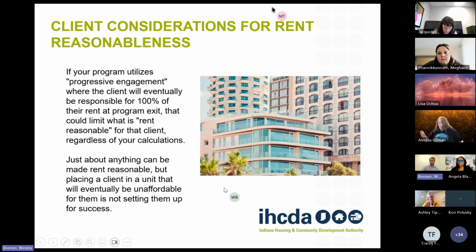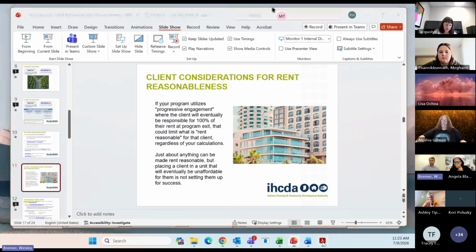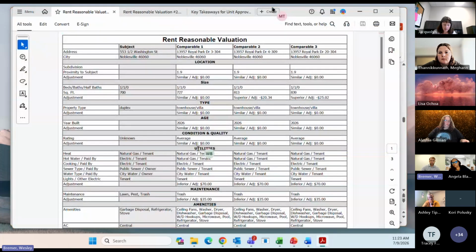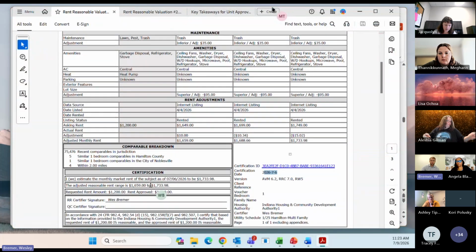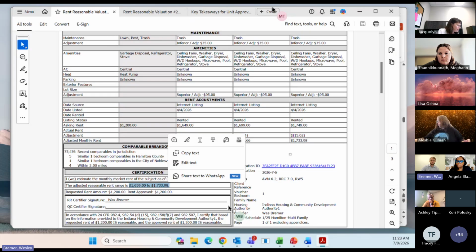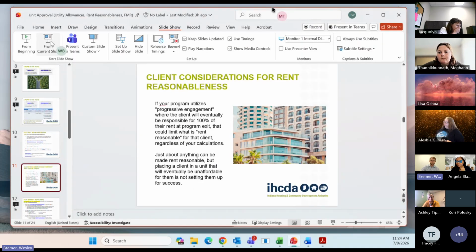Okay, I'm going to turn it over to Megan, but just want to reiterate on that first rent reasonable valuation. Yeah, I could have manipulated things and gotten the client or household into a very expensive unit, but would I really want to do that? That's the question that Megan's going to answer for us.